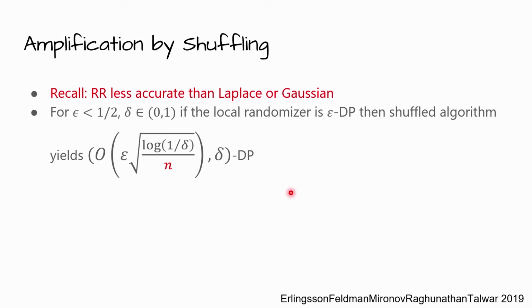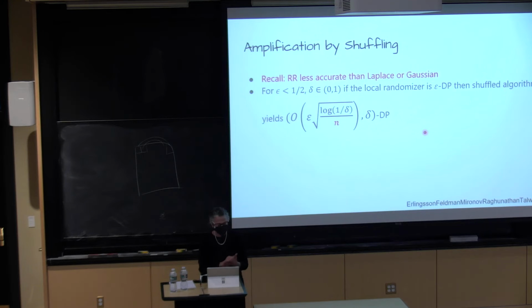So that was a special case. And a more general statement is of the following form. This is by Erlingsson et al. And it says that, for epsilon less than a half and delta, the local randomizer, and I didn't really get into all the rich things that could be done, but you saw an example of locally randomizing, and if the local randomizer is epsilon differentially private, then the shuffled algorithm yields these kinds of bounds.